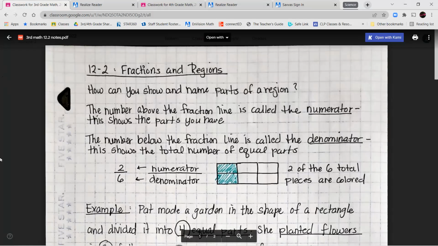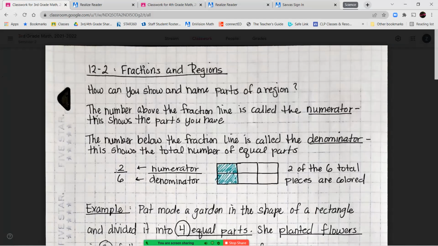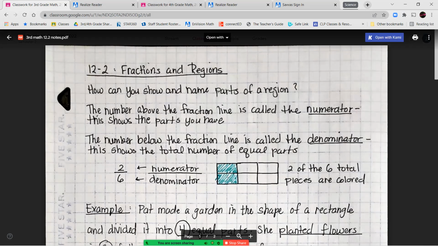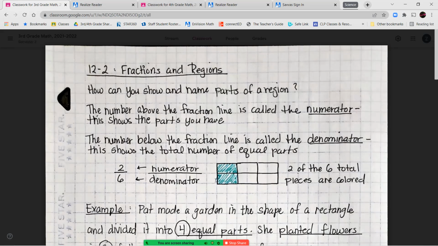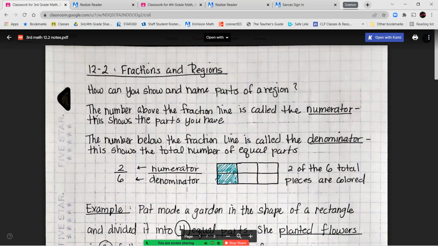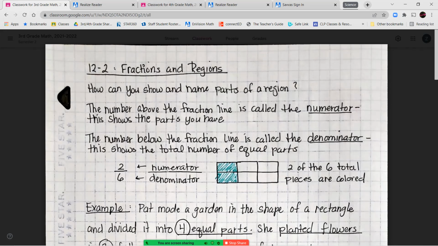So over here, I have the fraction 2/6. The number in my numerator is 2. The number in my denominator is 6. So the number 2 shows how many parts are colored in out of the 6 total parts that I have. So your bottom number is your total pieces. Your top number is the number of pieces that you have. So over here, I have 2 out of the 6 total pieces. Those are the ones that I colored.